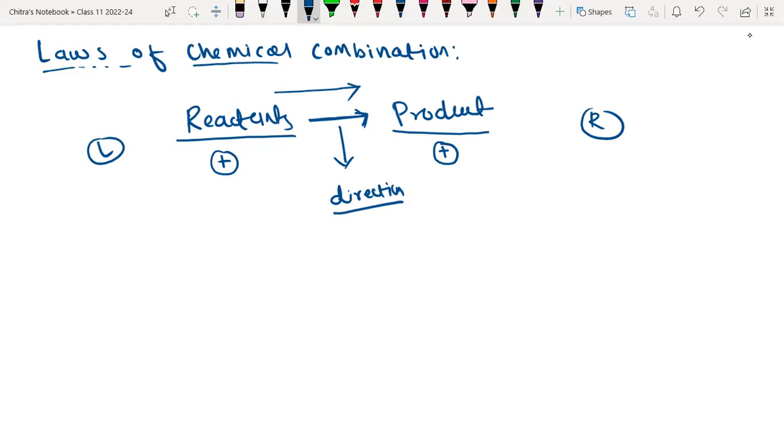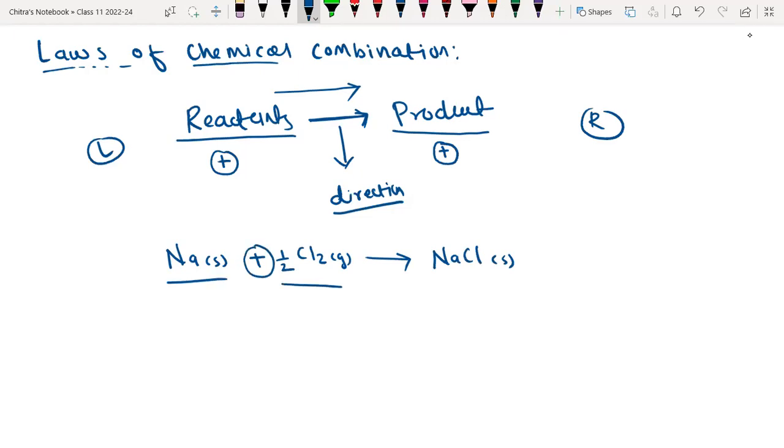I'm just giving you one example for the reaction. Suppose we have sodium, which is in solid state. When it reacts with chlorine gas, we have to mention chlorine and its standard state, so it is in gaseous form, and we are taking half a mole of it. When they react, they form sodium chloride, which is a solid salt. See here, we had two reactants, first and second, so we have used the positive sign.